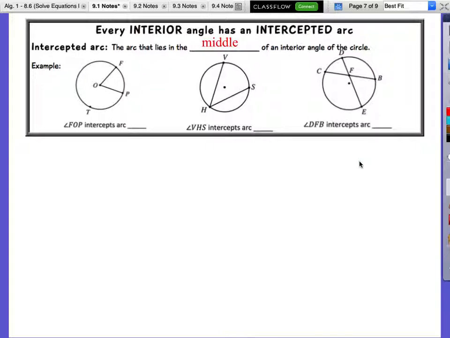Every interior angle inside the circle has an intercepted arc. Okay, we're just reading the top part. The arc that lies in the middle of an interior angle of the circle. That's our definition for an intercepted arc.